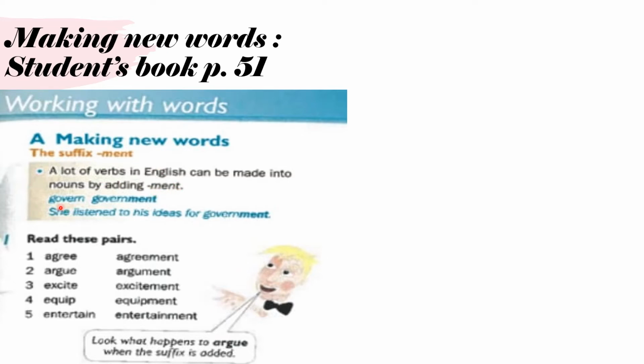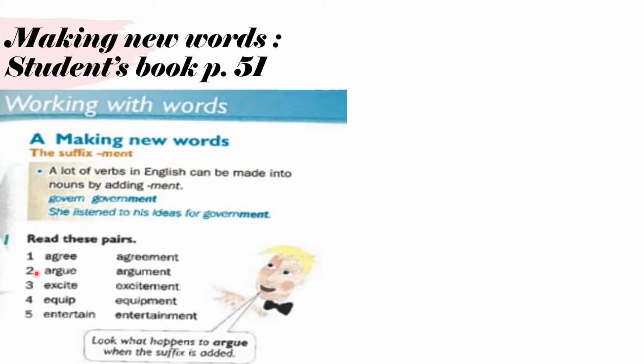Look here, we have govern. Govern is a verb بمعنى حكم, and we can change this verb into a noun by adding this suffix ment. Government, حكومة. So this is a verb, we changed it into a noun by adding this suffix. This is an example: She listened to his ideas for government. We have lots of examples of verbs which can be made into nouns by adding the suffix ment.